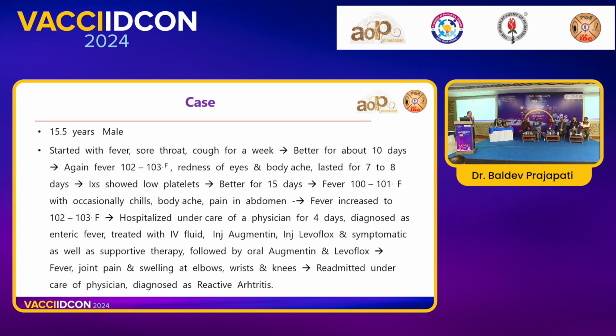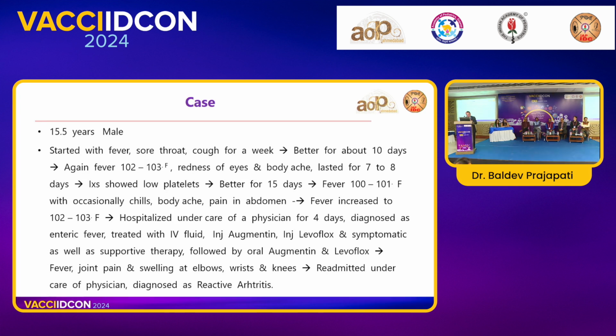15 years old male. Started with fever, sore throat, cough for a week, better for somehow 10 days. Again high grade fever 100 to 103, redness of eyes, body ache, that lasted for a few days. Low platelets were detected. In between, the child was better for 15 days. Again the fever started, and I think this type of story is not uncommon.